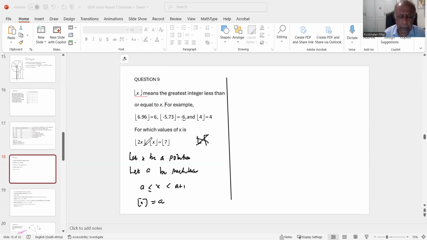Now, so how do we work out 2x now? So to work out 2x, if x lies between a and a plus 1, then 2a is less than or equal to 2x is less than 2a plus 2. Now these are separated by two integers, and that's not going to help because I can't say what the greatest integer smaller than this is. It could be 2a plus 1, which is beyond that. So let's separate this into two cases.